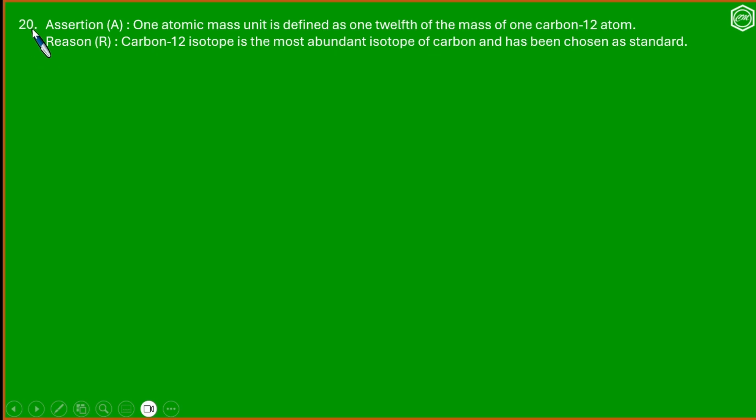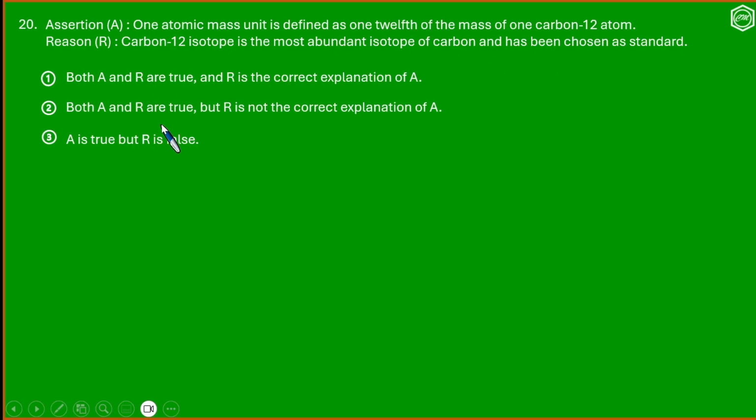Question 20, an assertion reason question. Assertion, one atomic mass unit is defined as 1/12 of the mass of one carbon-12 atom. Reason, carbon-12 isotope is the most abundant isotope of carbon and has been chosen as standard. Option 1, option 2, option 3 and option 4. On initial reading, you may choose option 1 as the answer, but it is not the correct answer. That is, the reason does not explain clearly the assertion.